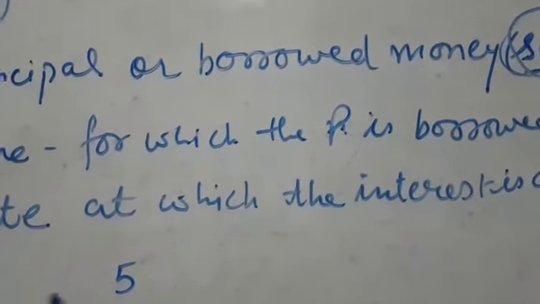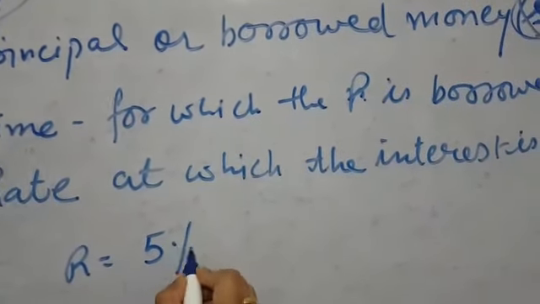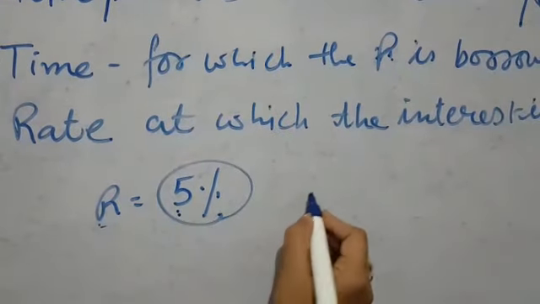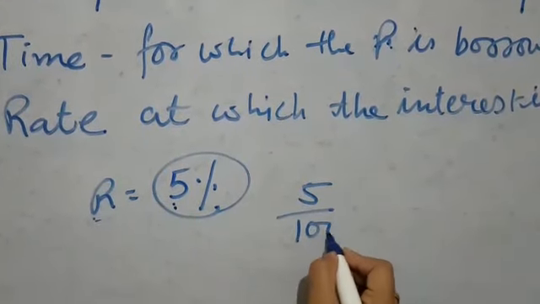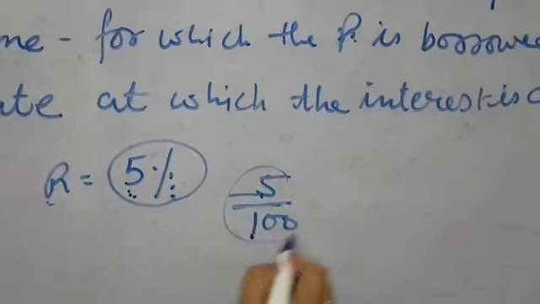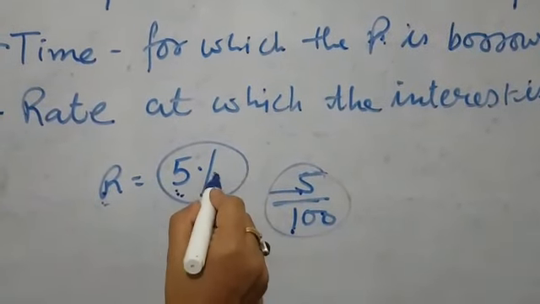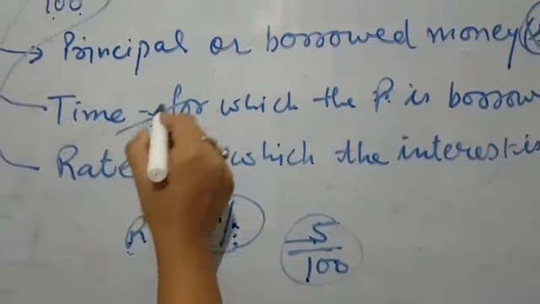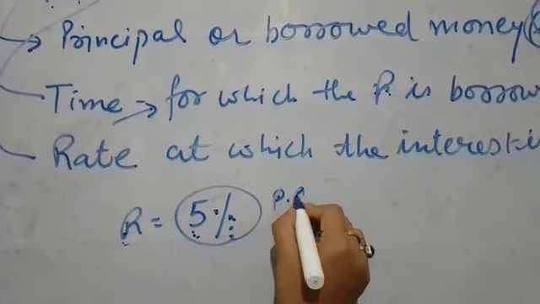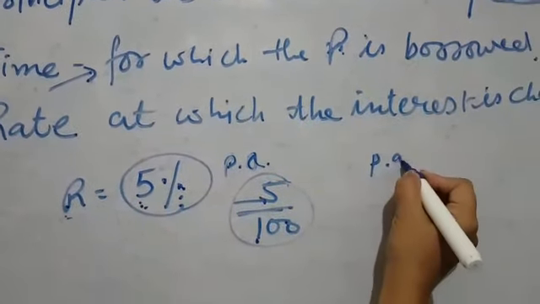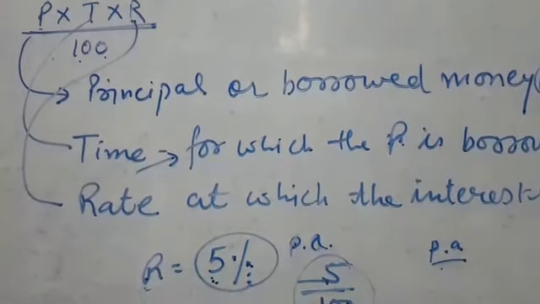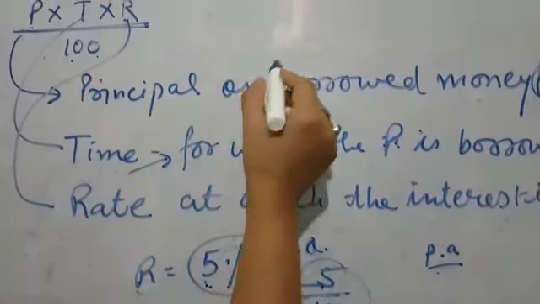R is always calculated as a percentage. If R is 5%, what does it mean? 5 rupees per 100. 5% means 5 rupees per 100. So rate is calculated in percentage. And one more thing, PA will be written, per annum. What is the full form of PA? Per annum, per year. Simple interest will be calculated per year. And time will be in years.